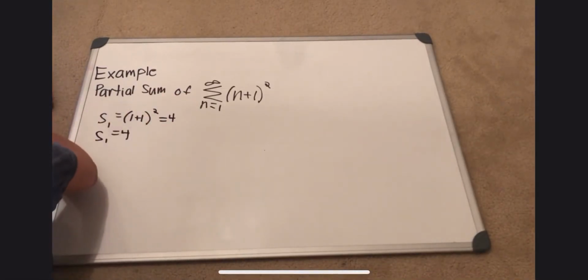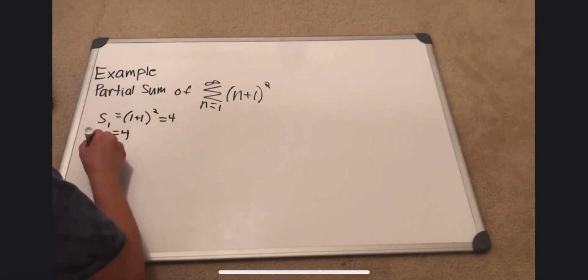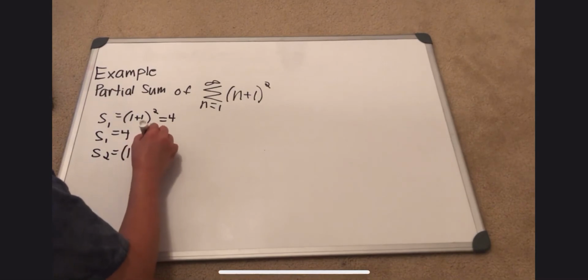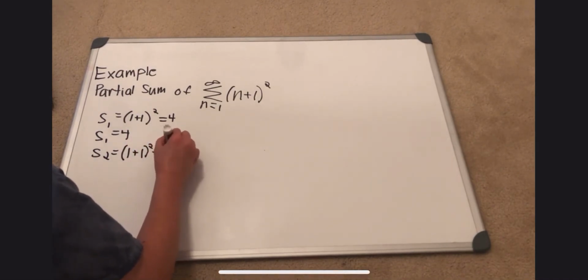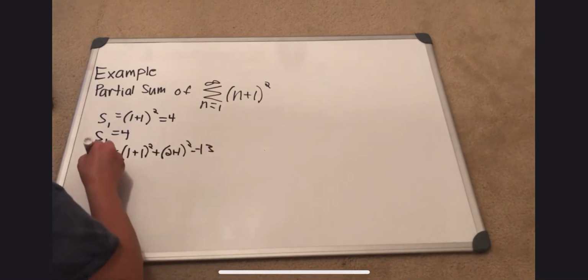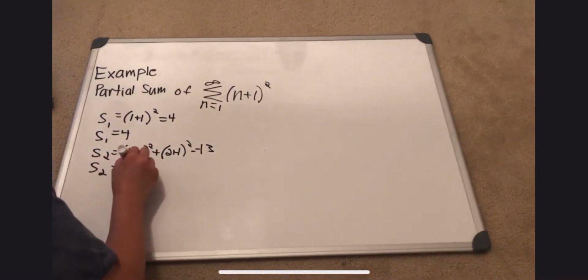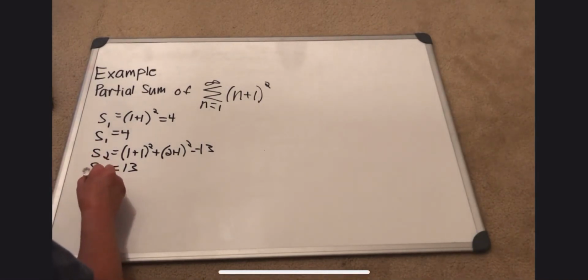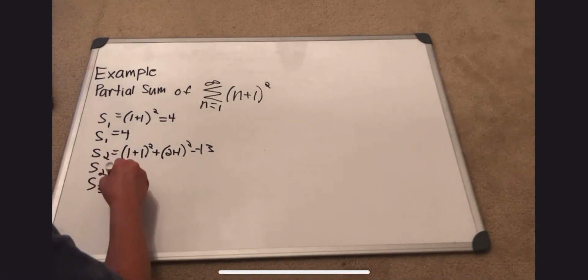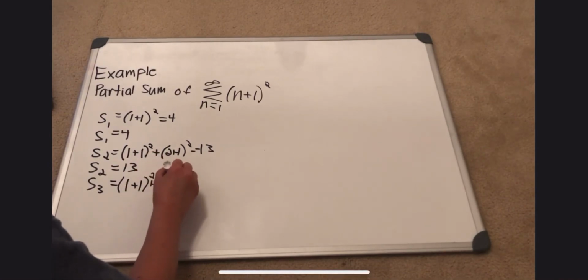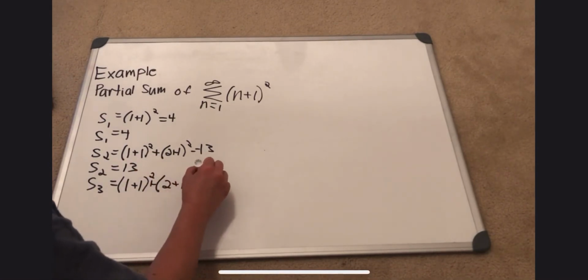So for the first sum, we just plug in 1, which is the first term, so you do 1 plus 1 squared, and that equals 4. The next one, since it's a partial sum, we have to go back to the one before it, so we do 1 plus 1 squared, which is 4, and then we add that to the second term, 2 plus 1 squared, and we get 13. And for the third term, we do 1 plus 1 squared plus 2 plus 1 squared plus 3 plus 1 squared, and we get 29.